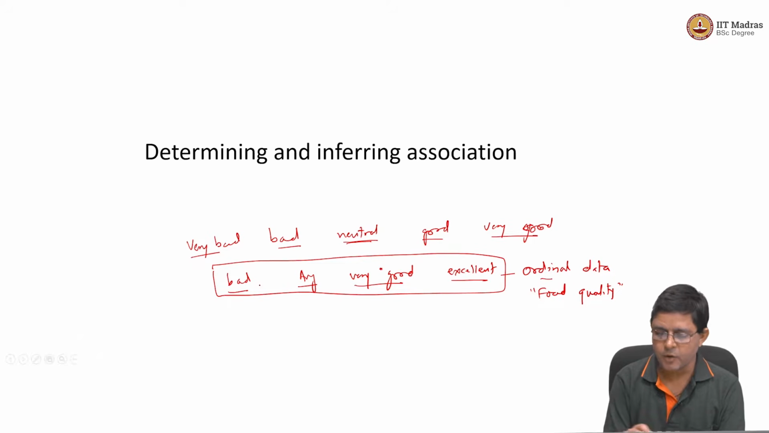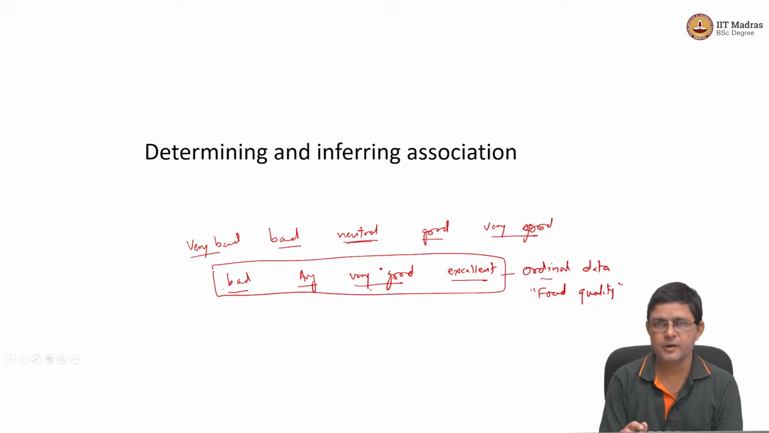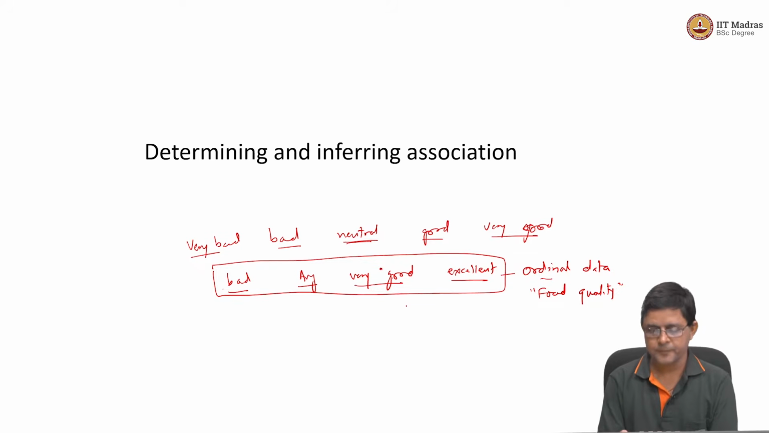The categories can be ordered. You are not going to put very good, bad, average and excellent. So, you are not going to put categories in a haphazard manner. There is a natural ordering.